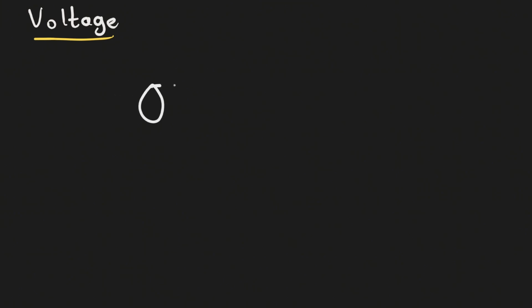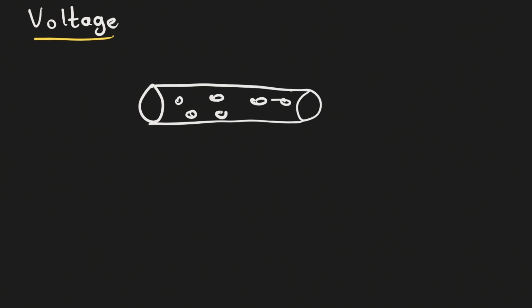So let's say you have a pipe and you have water flowing through it. Voltage is the pressure that is pushing the water through the pipe. So we can say voltage is the pressure that pushes electricity through the wires. The greater the pressure of the water through the pipe, the greater the voltage. So we can say the greater the pressure in the wire, the greater the voltage.